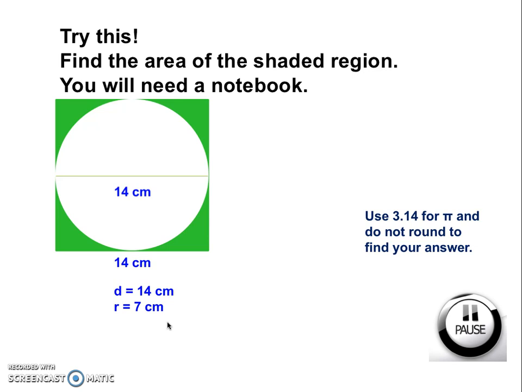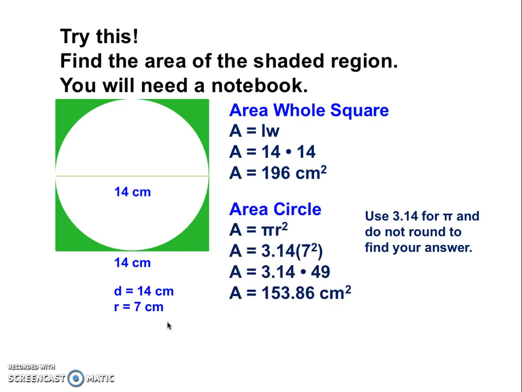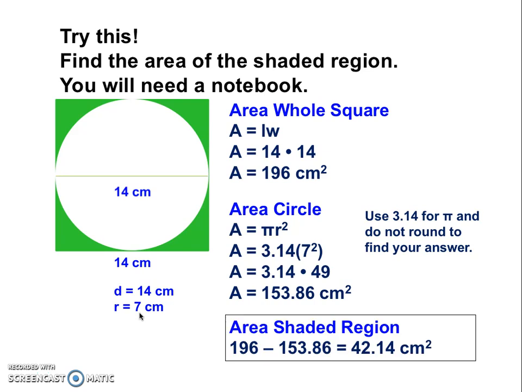All right, so let's see. If I have a square for my outside shape, then I'm going to have 14 times 14, which is 196 centimeters squared. That circle then, pi r squared, remember my radius was 7, so 3.14 times 7 squared is going to give me 153.86 centimeters squared. So the shaded region is going to be 196 minus 153.86, which gives me 42.14 centimeters squared.